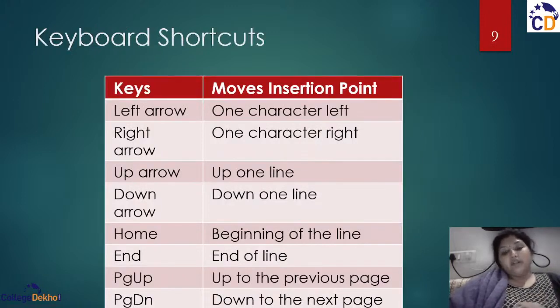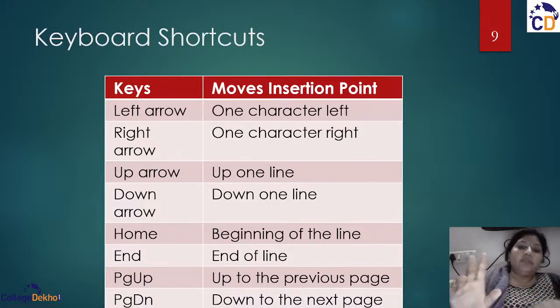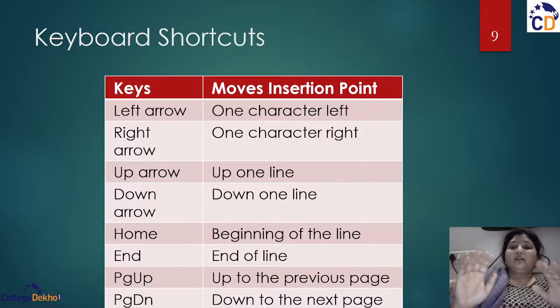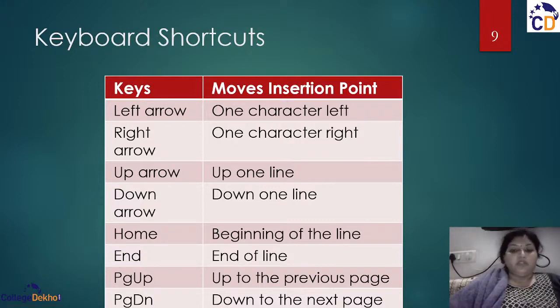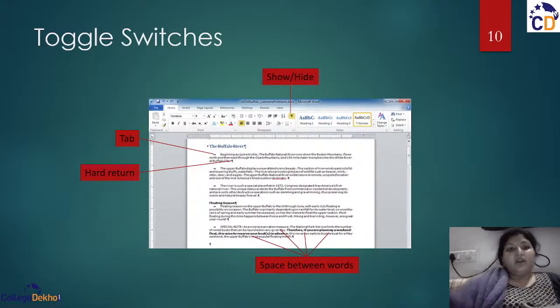The most important part of your document is the keys on your keyboard and whatever you are doing on your document. The first is the left arrow. Whenever we type anything, it starts with the left part. Right arrow for right, up and down the same. Home, beginning of the line, and End, end of the line. Page Up, top of the page, right? Page Down, next page.